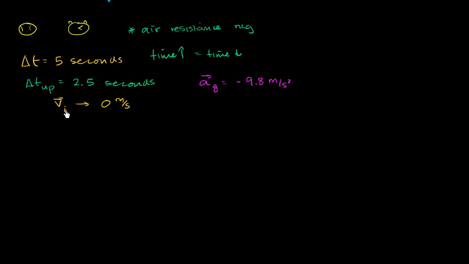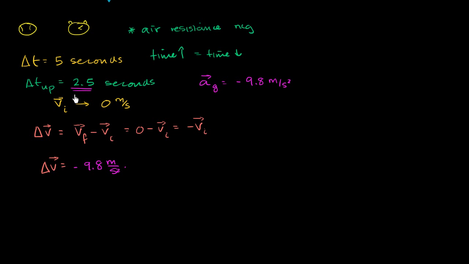So let's think about it. Our change in velocity is the final velocity minus the initial velocity, which is the same thing as 0 minus the initial velocity, which is the negative of the initial velocity. And what's another way to think about change in velocity? Well, just from the definition of acceleration, change in velocity is equal to acceleration, negative 9.8 meters per second squared, times change in time.